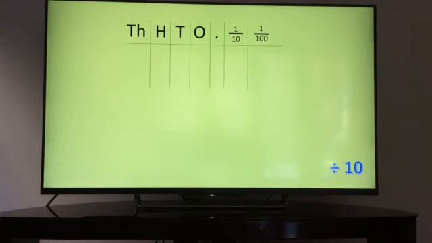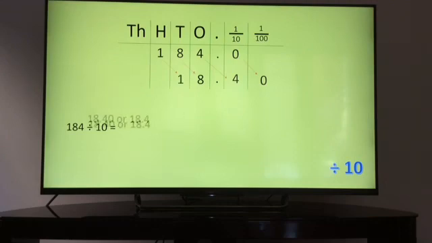Let's look at another example. If I write 184, it looks like this. Our number sentence for the division will be 184 divided by 10. The decimal point stays where it is, and we start moving the numbers one place to the right. So the 0 becomes 0 hundredths, the 4 becomes 4 tenths, the 8 becomes 8 ones, and the 1 becomes 1 ten. So 184 divided by 10 is 18.40, or 18.4.